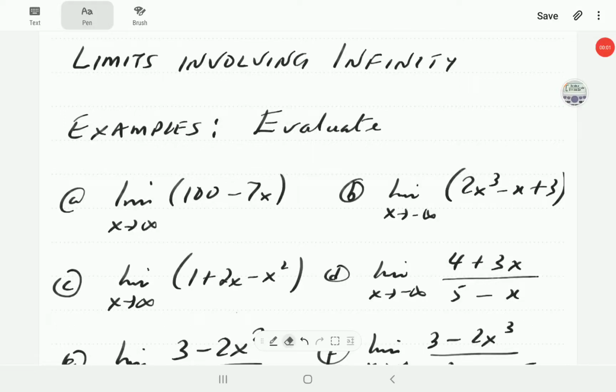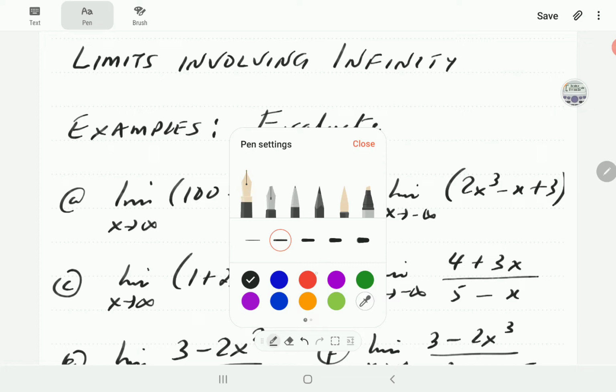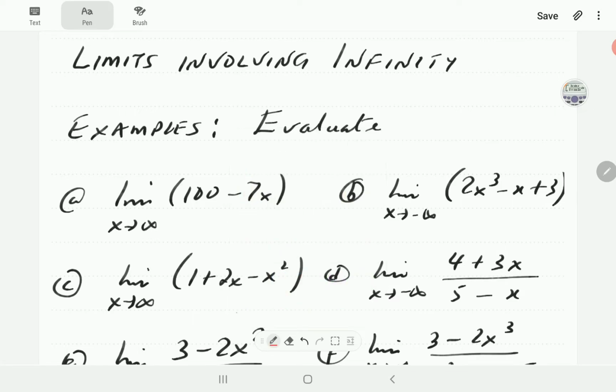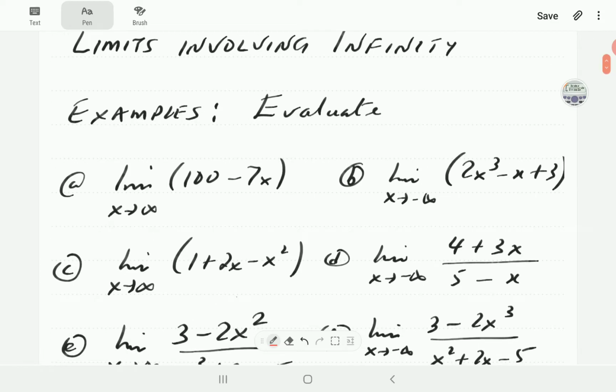All right, in this video, we're going to look at some examples of limits involving infinity. We set out some background results that we will use in the previous video. So if you haven't looked at the previous video, please do, which is part 1 of limits involving infinity. Here we're going to go straight into examples.